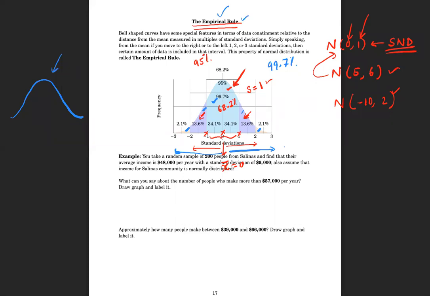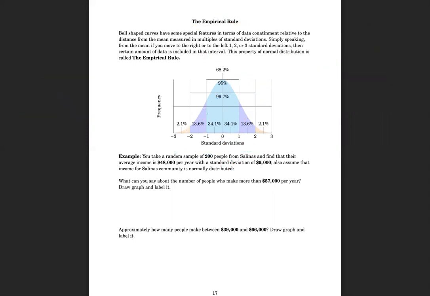Remember, once again, to summarize, if you move one standard deviation to the right and one to the left, it contains approximately 68.2%. If you move 2 to the right and 2 to the left, it contains approximately 95% of the total data. If you move 3 to the right and 3 to the left, it contains approximately 99.7% of the total data points. So it's an approximation.